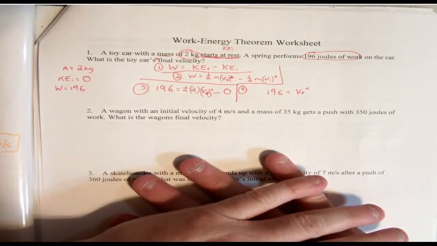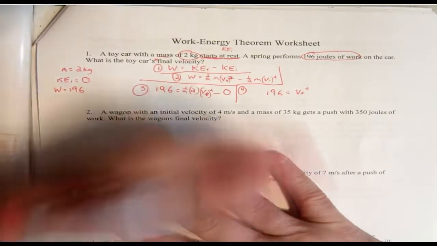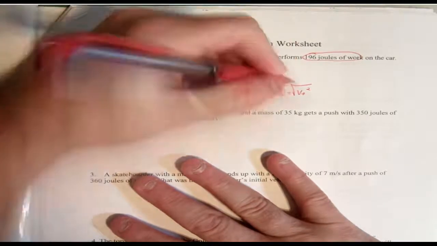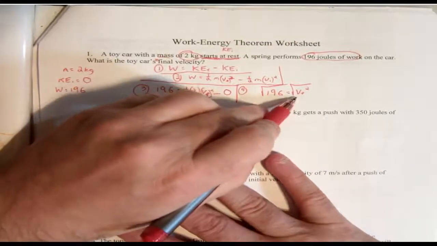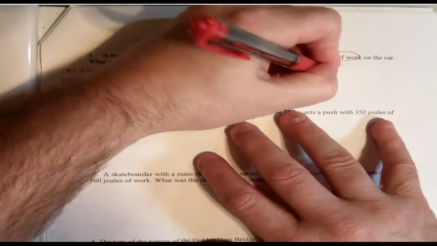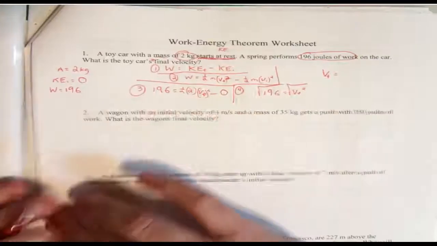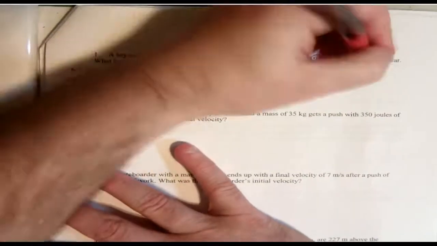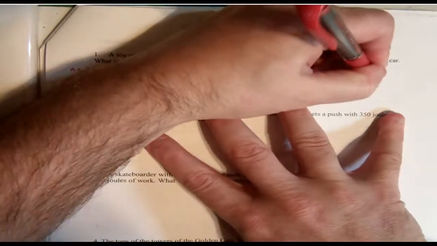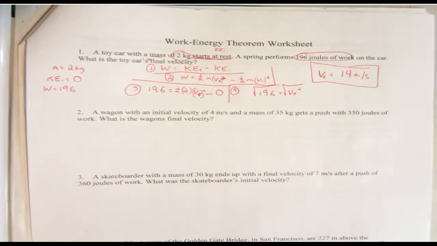Awesome. How do we get rid of a squared variable? Well, we square root it. And that means we've got to square root this side. The square root of a variable squared is just the variable, right? So we have our final velocity equals the square root of 196. So punch that in. Hopefully you guys got that. 14 meters per second. Awesome. Pretty easy, right?